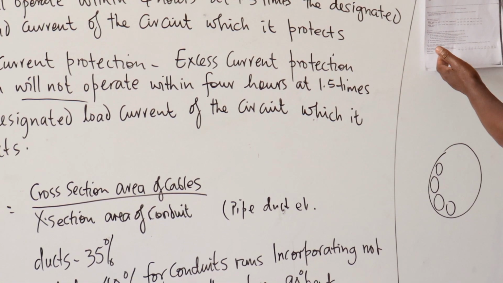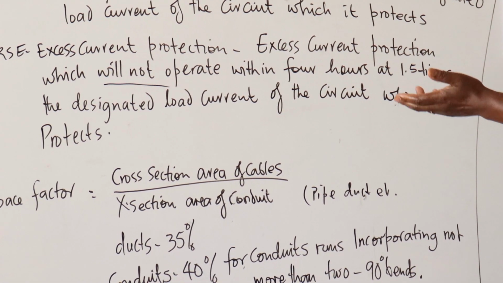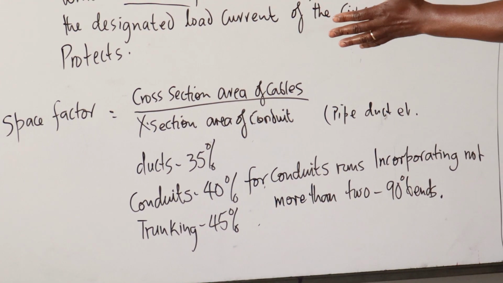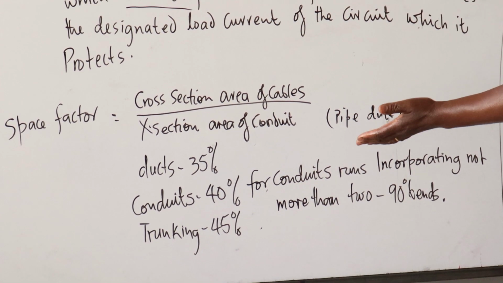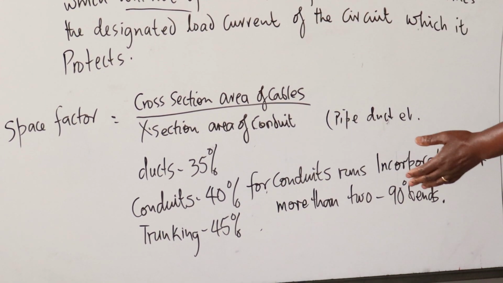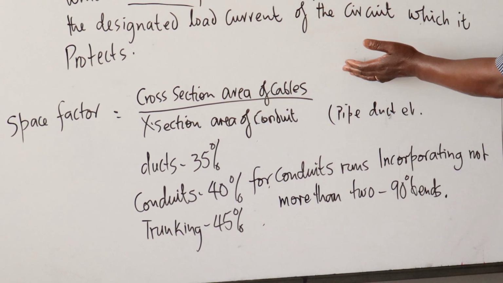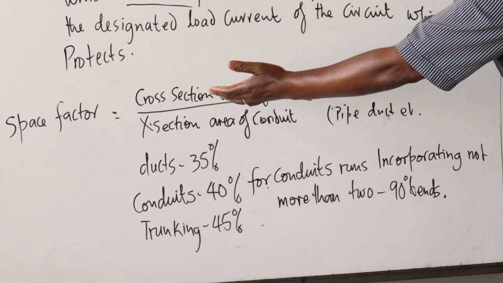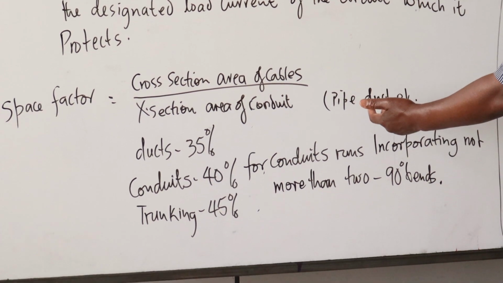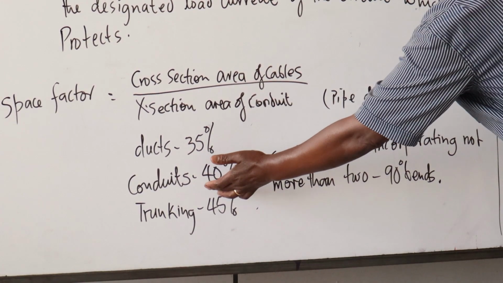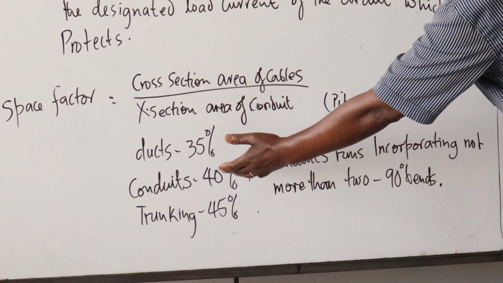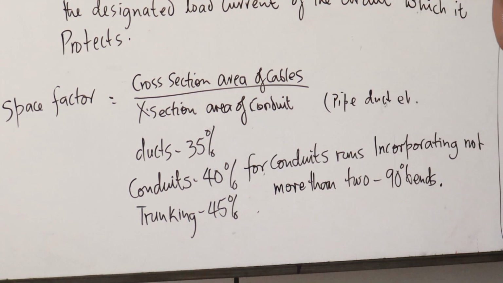Somewhere in the IEE regulations, they do give what we call the space factor for conduits, ducts, or trunking. Now, the space factor is simply a ratio. The cross-section area of the cables, you divide it by the cross-section area of the conduit, and give it as a percentage. If you are using conduits, which in most domestic installations we use, that should be 40%. We should not exceed 40%.